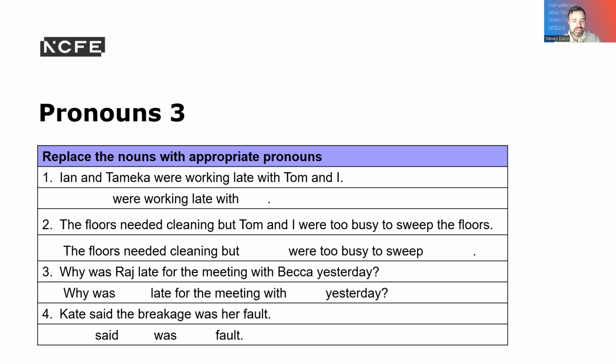So Ian and Tamika were working late with Tom and I. So what needs to go in the front here? Ian and Tamika were working late with Tom and I. Ian and Tamika, they were working late with Tom and I. What do we think? Does that sound better? Good. The floors need cleaning, but Tom and I were too busy to sweep the floors.